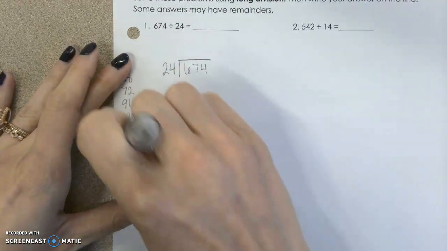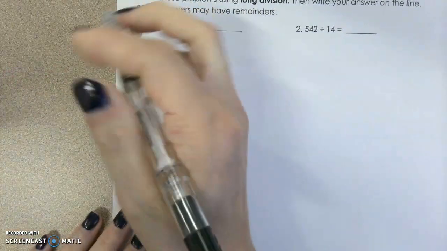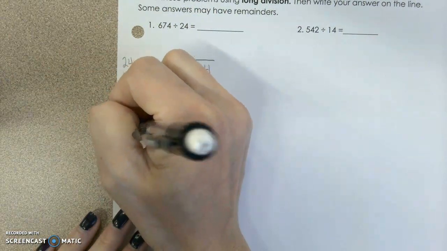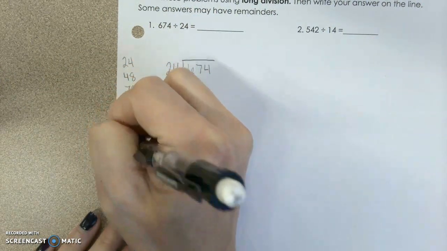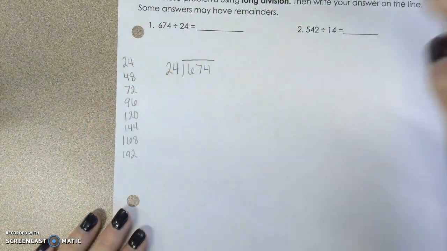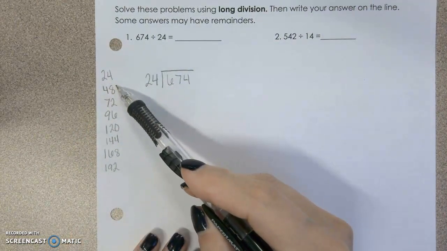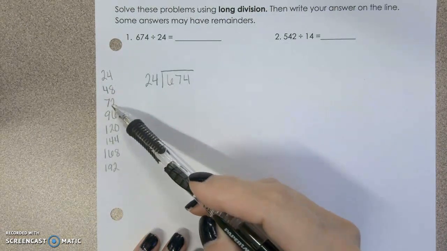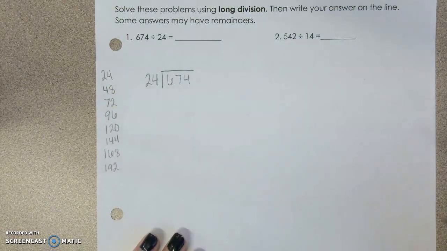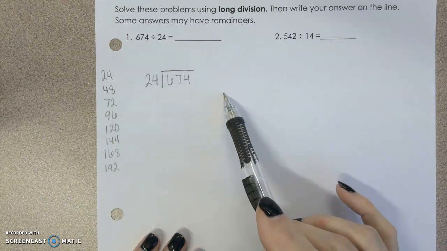Oh, I missed one. That way you're not having to guess and check the multiplication. So now I can see that this is 24 times 1, 24 times 2, 24 times 3, 24 times 4, and so on. So now I'm going to go ahead and start my long division.